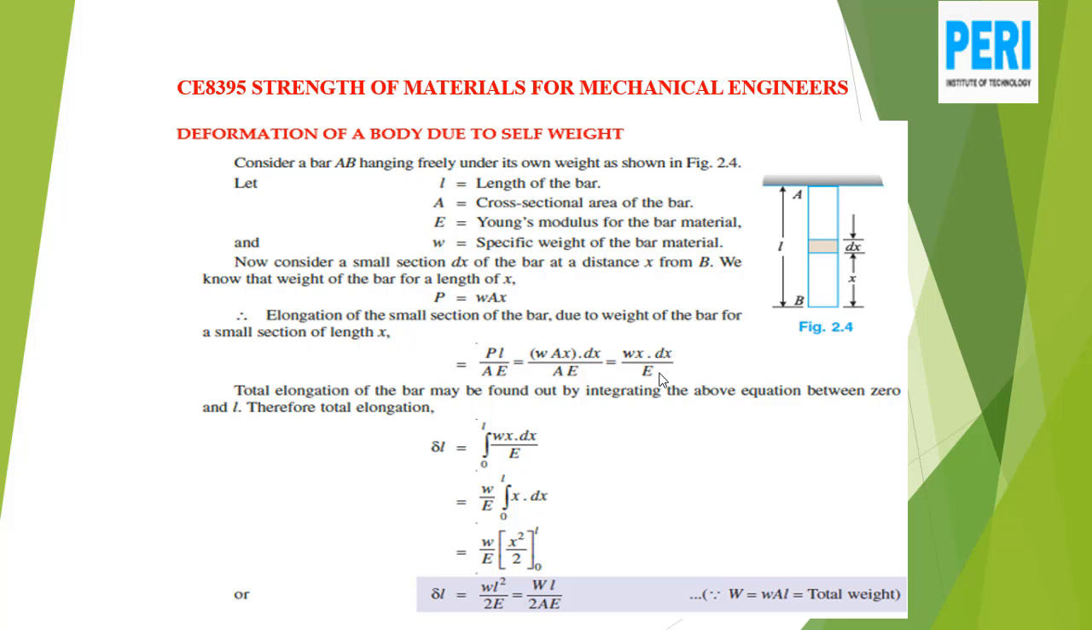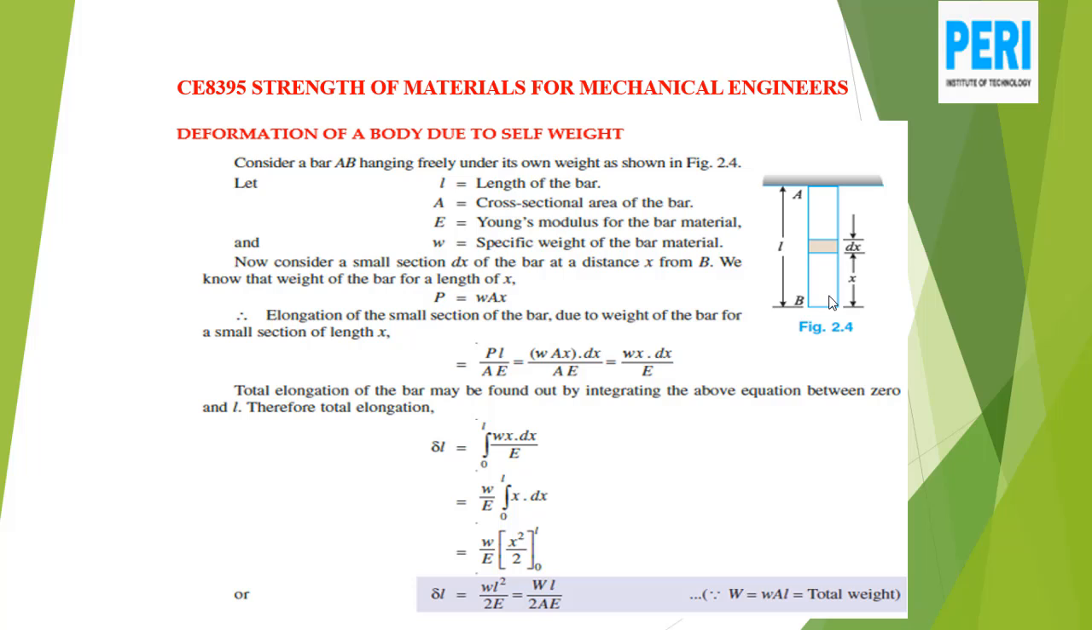Total elongation of the bar may be found by integrating this equation. We will get the total elongation, so the limit is 0 to L, integral of w x dx by E. w by E is the constant, we take it outside. The variable is x dx, integral 0 to L. After integrating, we will get x square by 2. While substituting the limits, it becomes w L square by 2E.